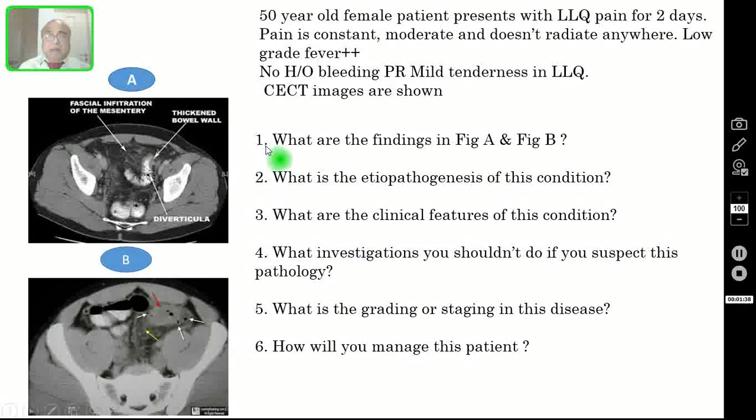Question number 1, what are the findings in figure A and figure B? Question number 2, what is the etiopathogenesis of this condition or pathology? Question number 3, what are the clinical features of this condition? Question number 4, what investigation should you not do if you suspect this pathology? Number 5, what is the grading or staging in this disease? Number 6, how will you manage this patient?